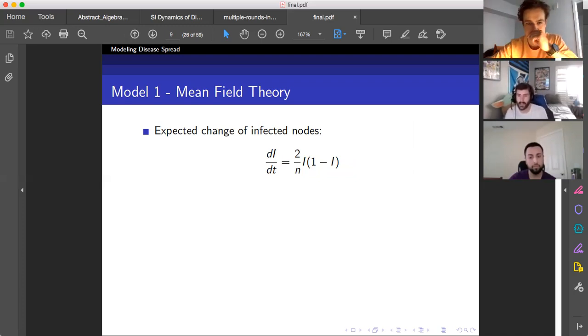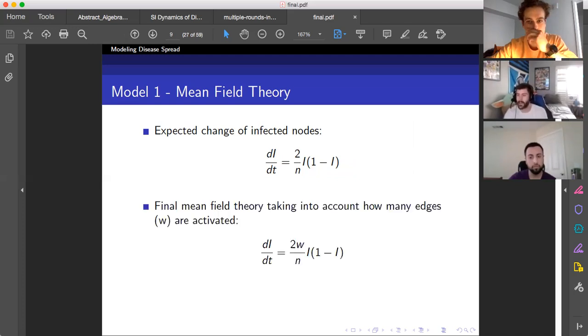And then there's one more step before we could finally plot this on a graph. We need to take into account how many edges are actually activated. You can think of an edge being activated as, say, I'm at a party with a bunch of people and I start talking to Luke. That'll be one edge being activated. And then another edge is activated when, say, Jasmile talks to his friend.